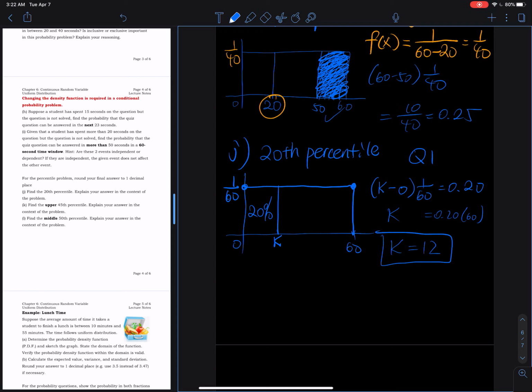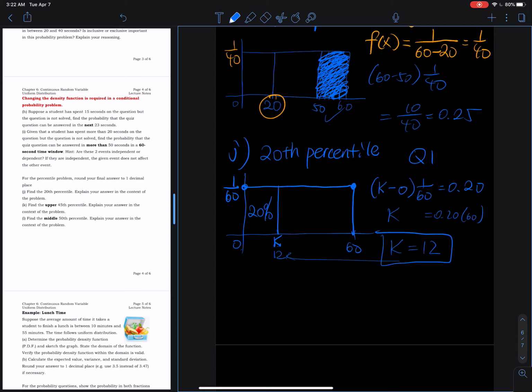What does that mean? That means this is a 12, right? The probability that the student can answer a quiz question in the first 12 seconds, from 0 to 12, is 20%. From 0 to 12 seconds, what is the probability that the student can answer that quiz question? 20%.